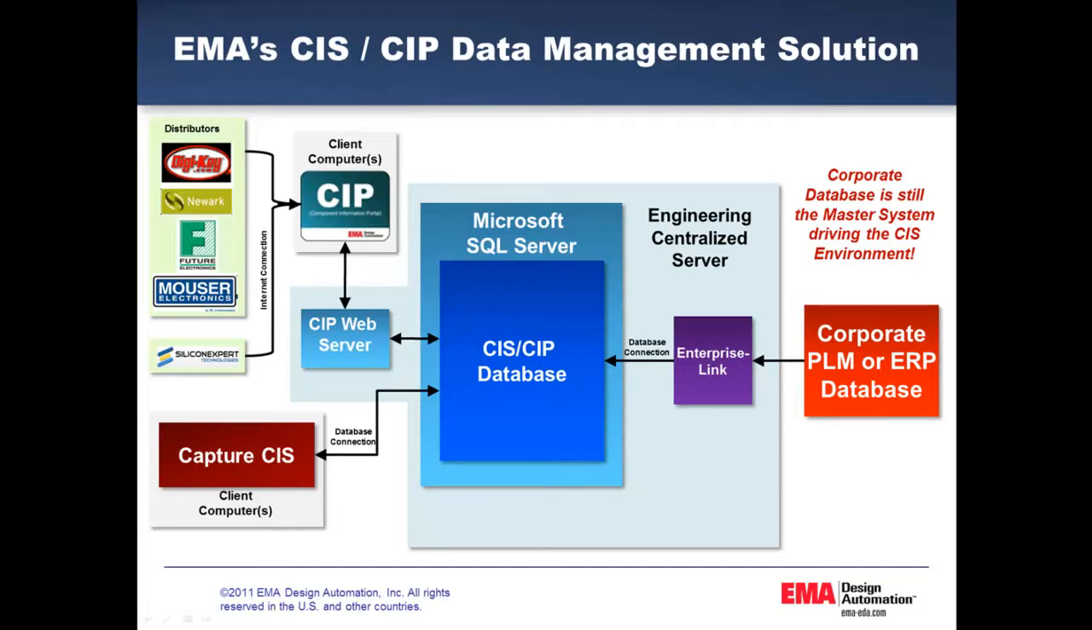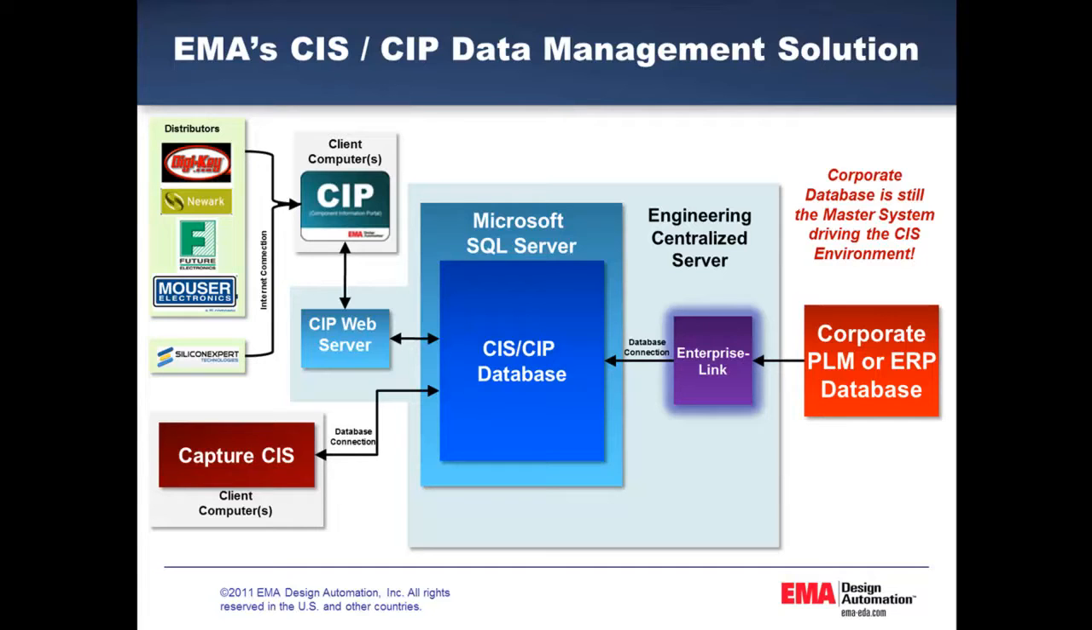With solutions like CIP to automatically find and populate your local CIS database with accurate part data from major distributors, Silicon Expert to monitor your AVL for any obsolescence and part change notifications, and the Enterprise Link product to seamlessly interface with your corporate system, EMA has a time-tested end-to-end solution. This integrated and widely used environment provides tremendous value add to our Cadence and OrCAD customer base and is viewed as a huge differentiator from the competition.